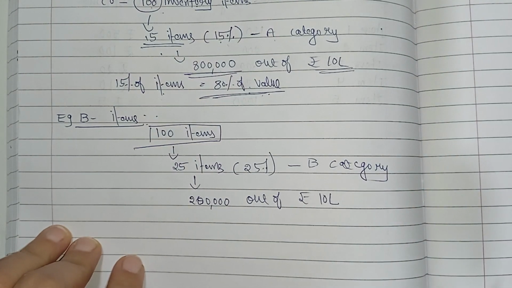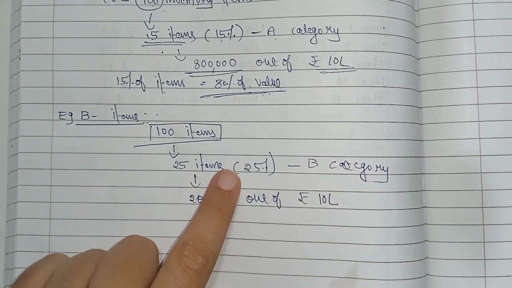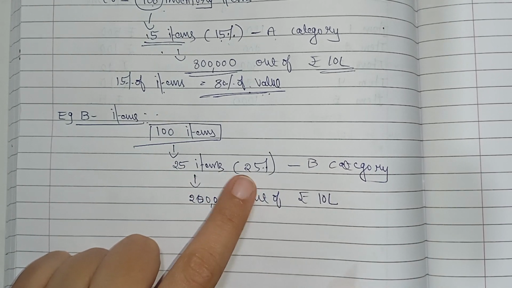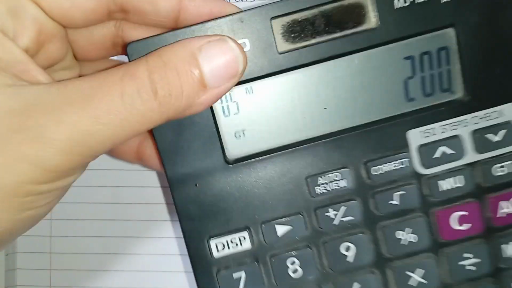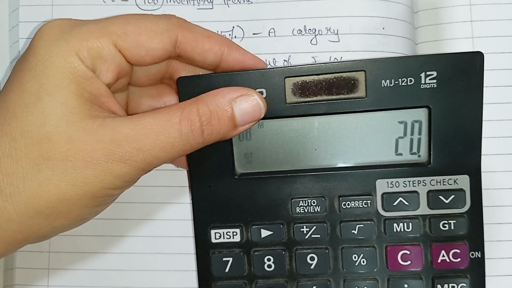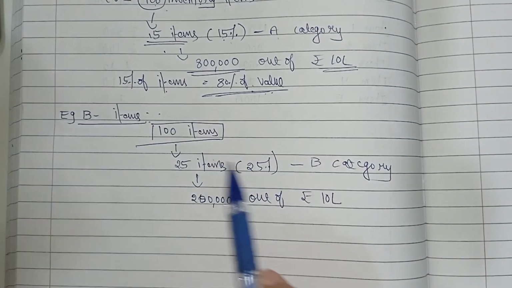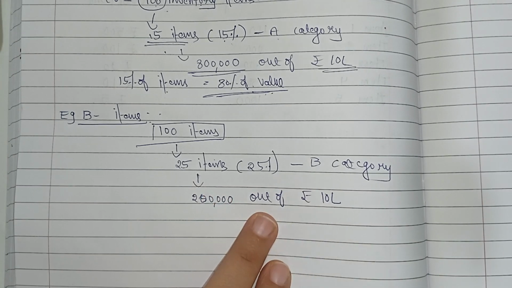It means what? 25% of items contribute 20% of the total value, meaning the value of 25 items is 2 lakh out of 10 lakh, into 100. So 25% of items contribute 20% of the total value. B items are not as valuable as A items but more valuable than C items.